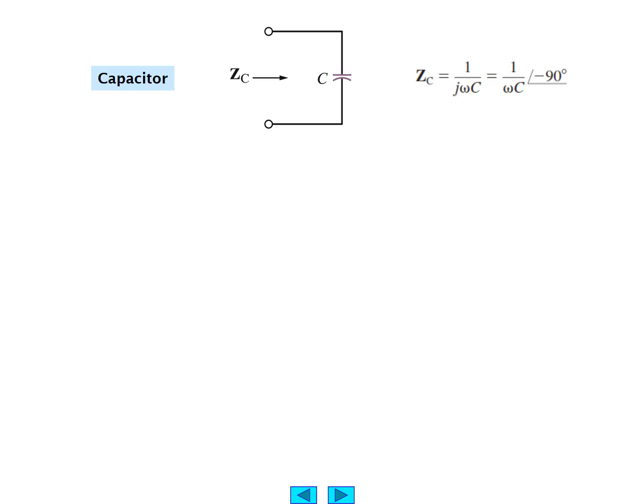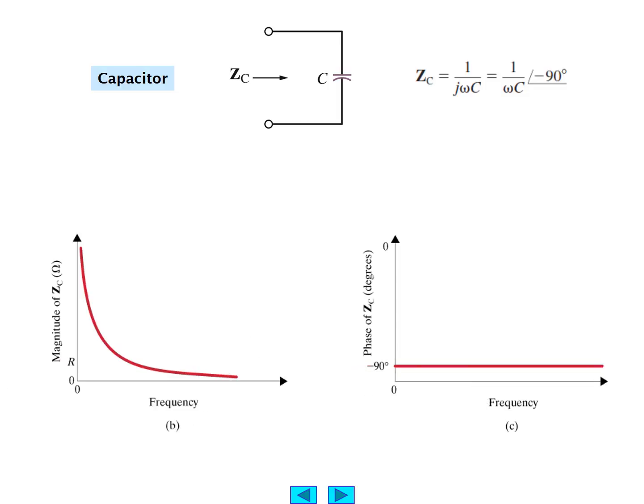For the capacitor, ZC is equal to 1 over j omega C, or the magnitude is 1 over omega C at an angle of minus 90. Likewise, we can plot the frequency response of the magnitude, and we find it's an inverse function. At 0 frequency, it's infinity, and at very large frequencies, it gets progressively smaller. The phase, though, is a constant minus 90 degrees at all frequencies.